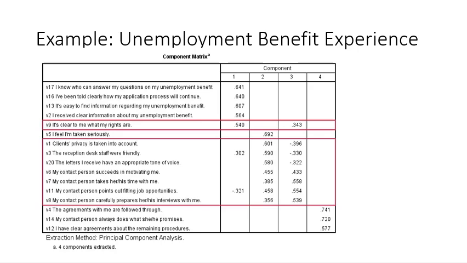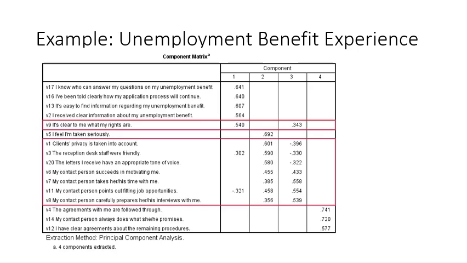And then we have this item, I feel I'm taken seriously, which goes pretty strongly with this cluster of items, some of which have more than one relationship, so this might be a problem too. And so then we can see that, for example, people who scored positively on clients' privacy is taken into account tended to score negatively on the third component. So this is the kind of thing they're doing.